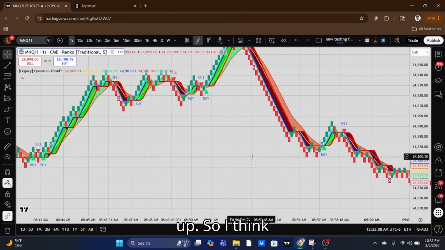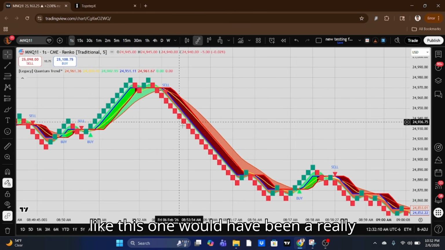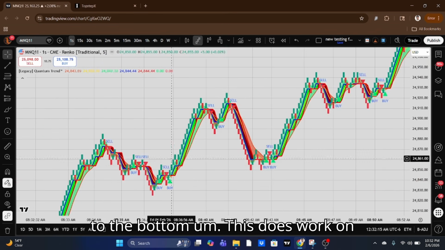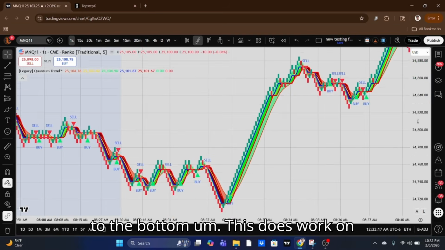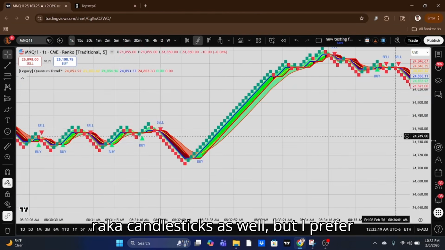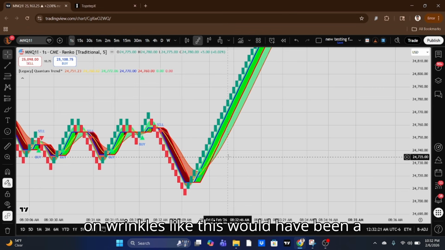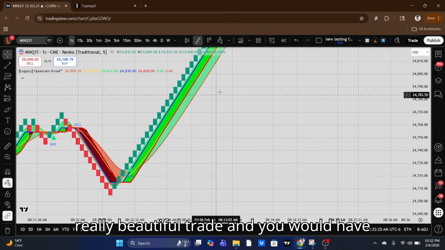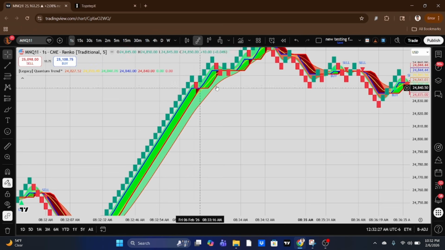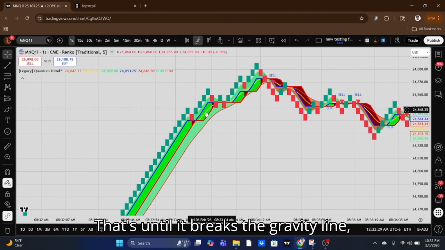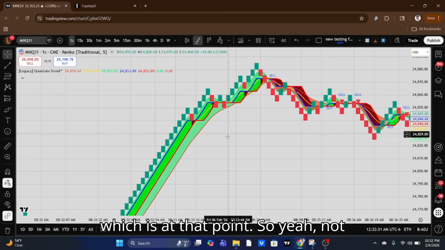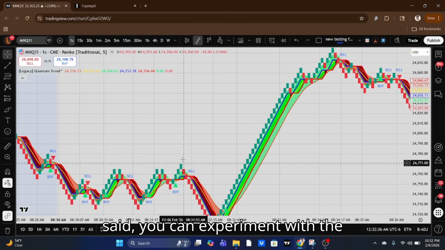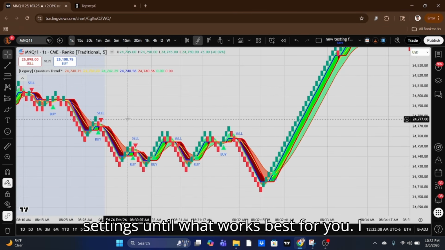So I think this one would have been a really nice trade. You could have ridden it down to the bottom. This does work on regular candlesticks as well, but I prefer it on Renkos. This would have been a really beautiful trade, and you would have capitalized on this entire movement until it breaks the gravity line, which is at that point. So not really much to say about that, but like I said, you can experiment with the settings until you find what works best for you.